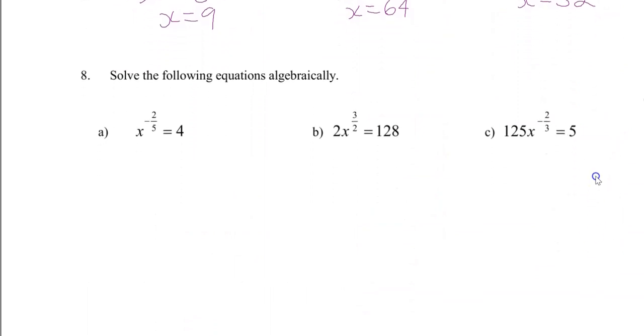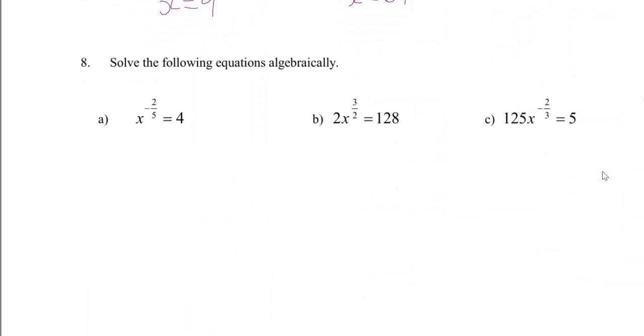Solve algebraically. X to the negative 2/5. The reciprocal exponent is negative 5/2. So if the exponent is negative, its reciprocal is also negative. That's 4 to the negative 5/2. Negative 2/5 times negative 5/2 is positive 10 over 10, or 1. So this side's always going to work out to x to the 1.